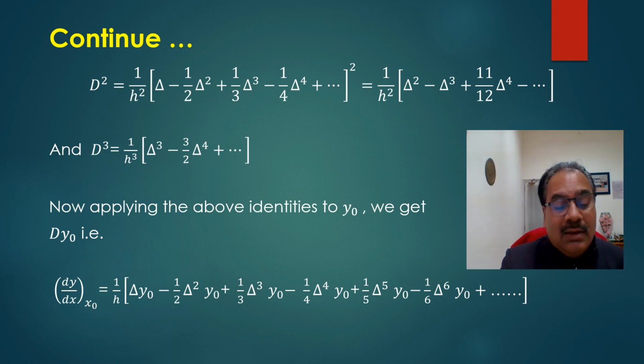Now applying the above identities to y naught, you will get this formula: dy over dx at x naught is equal to 1 by h [del y naught minus 1 by 2 del square y naught plus 1 by 3 del cube y naught minus 1 by 4 del power 4 y naught] and so on. You will get this result.